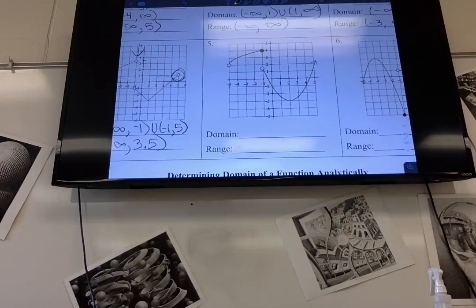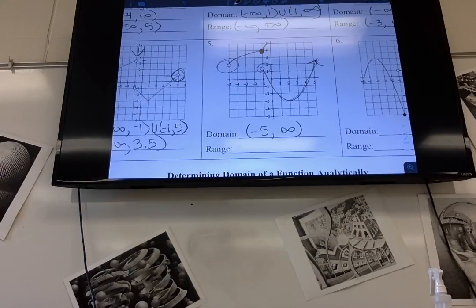Jose, what do you think? Negative 5 to infinity. Yes. Negative 5 to infinity does not include negative 5. This is an open circle. It will include negative 1 because there's a filled in circle here. And this arrow means that it keeps going to the right.